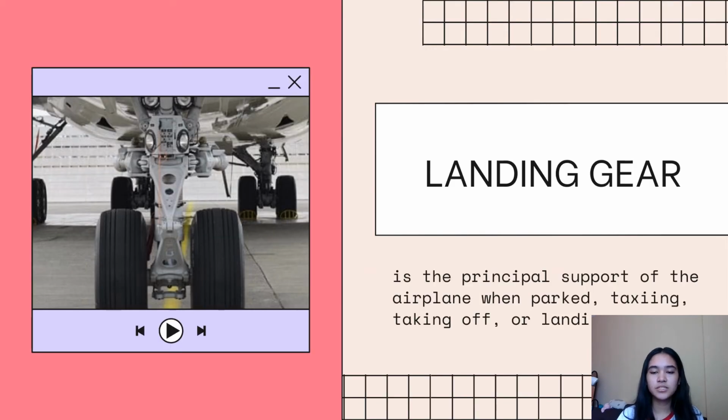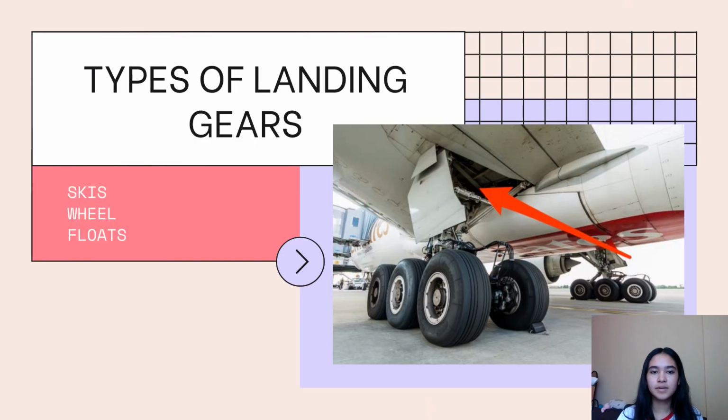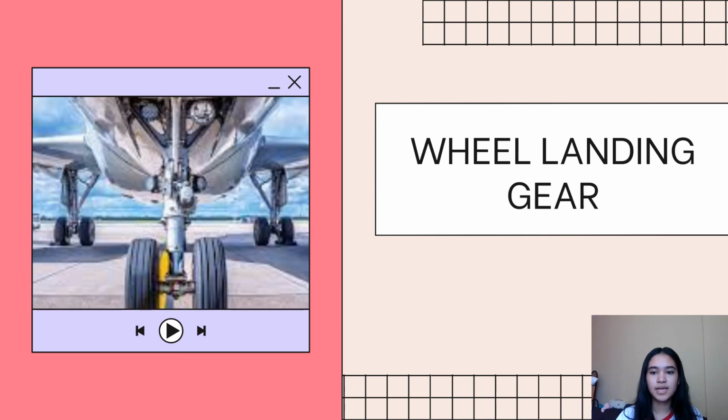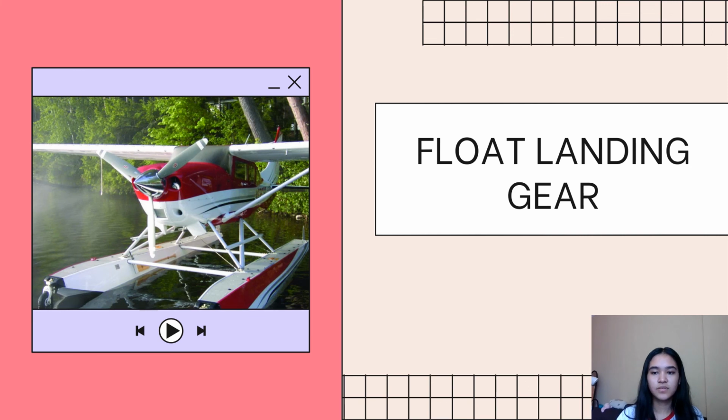The fourth major component of an aircraft is the landing gear. It's the principal support of the airplane when parked, taxiing, taking off, or landing. There are three types of landing gear: the skis, wheel, and floats. This is what a ski landing gear looks like, and the wheel landing gear, and the float landing gear.